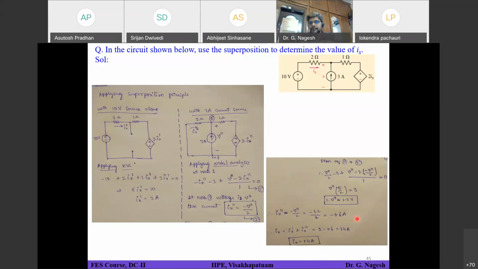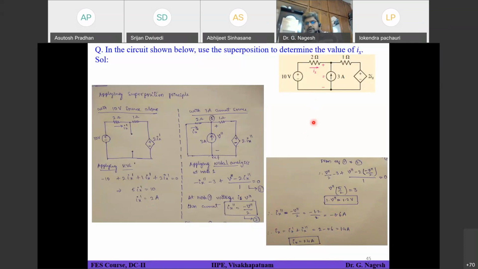Right. So you have got Ix double dash as minus 0.6 amperes. So what is the net current? Ix is equal to Ix dash plus Ix double dash. Ix double dash is minus 0.6 amperes. Ix dash is 2 amperes you have got here. So 2 minus 0.6, that is 1.4 amperes is your Ix. That means 1.4 amperes is flowing from left to right through the 2 ohms resistor.